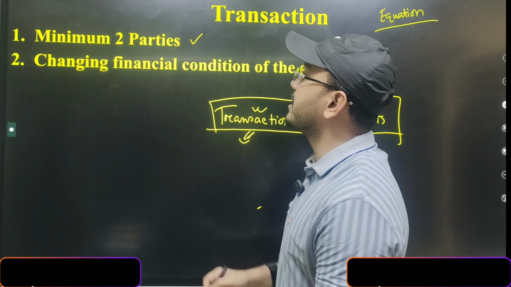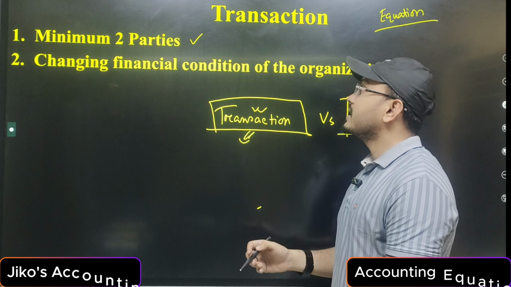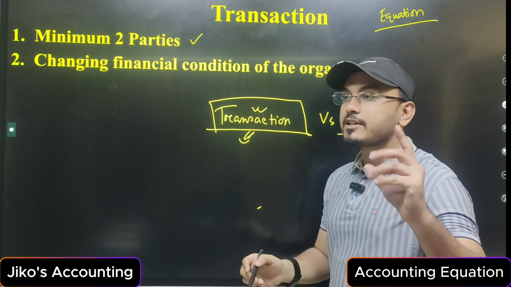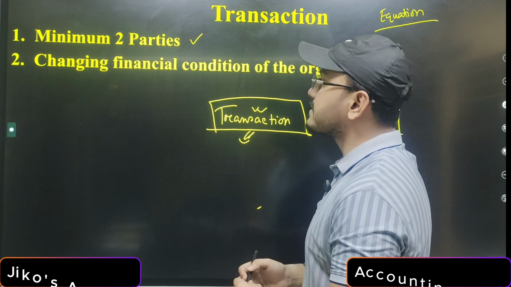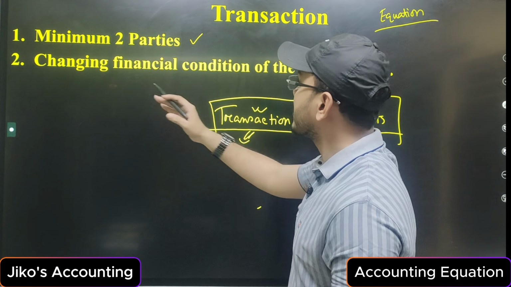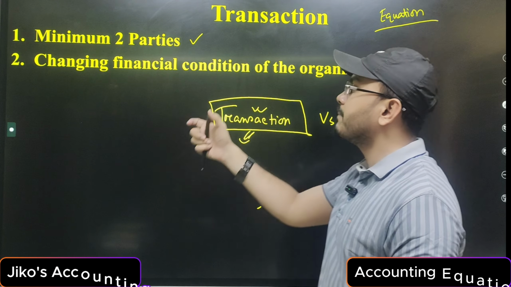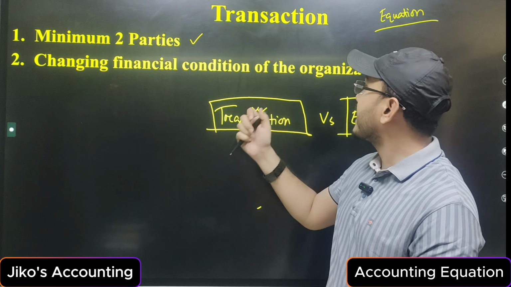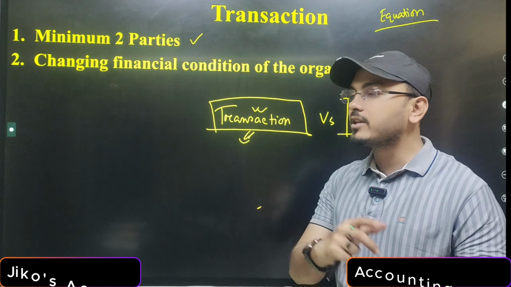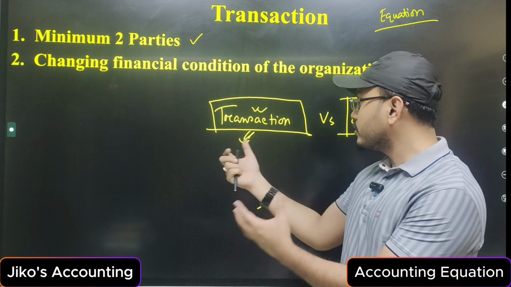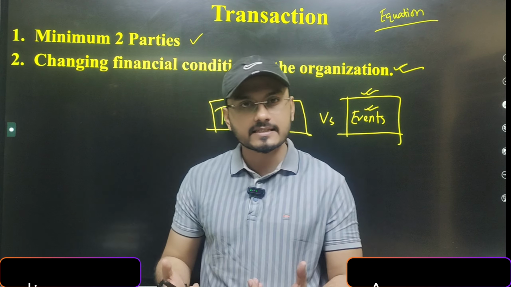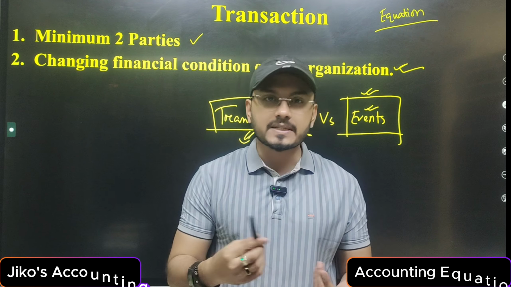There must be a minimum of two parties. In the case of accounting, you should remember that there must be a minimum of two parties and a change in the financial condition of the business or of the organization. This is the basic tool of recording the transactions. How can you easily identify? According to the definition, transactions mean giving or receiving something.